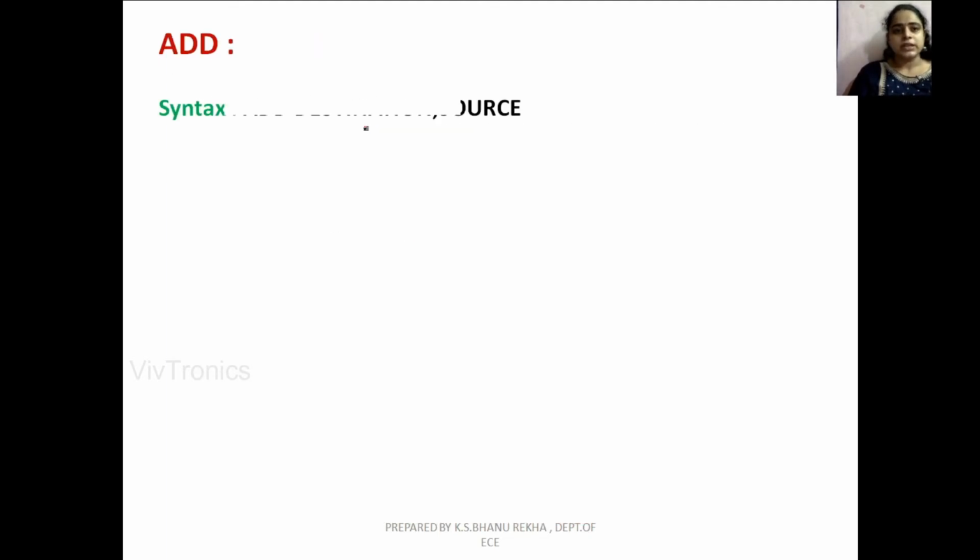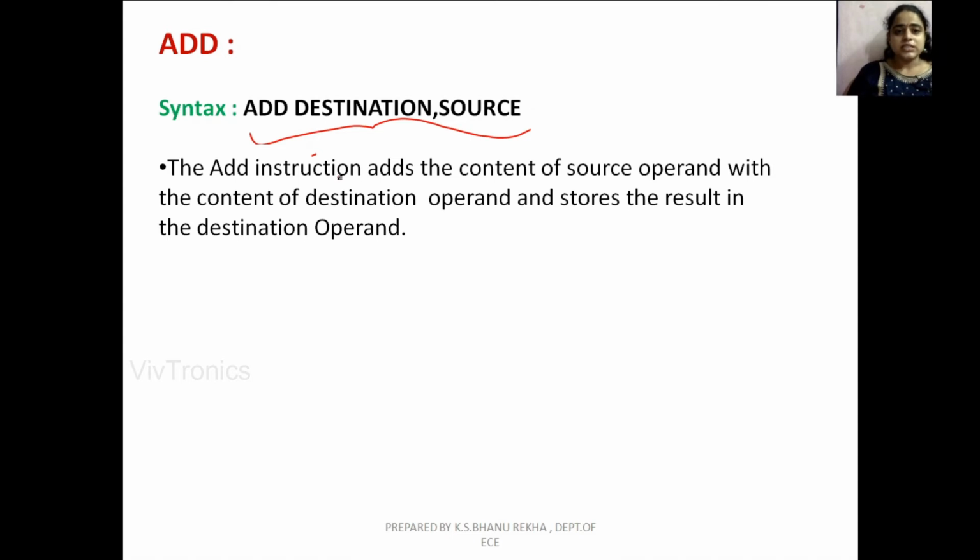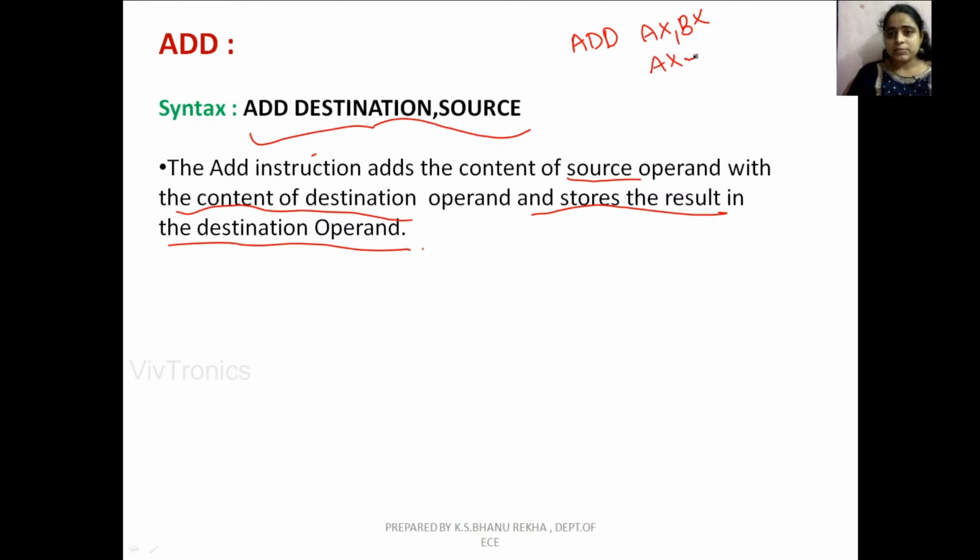So the first arithmetic instruction is ADD. The syntax of ADD is ADD destination comma source. This ADD instruction adds the content of the source operand with the content of the destination operand and stores the result in the destination operand. That means if ADD AX comma BX is there, it adds AX plus BX and stores the result in the destination, because the destination operand is AX here.